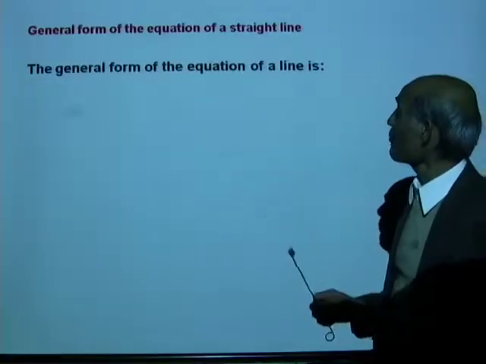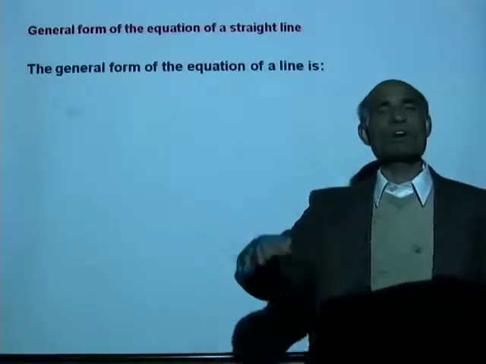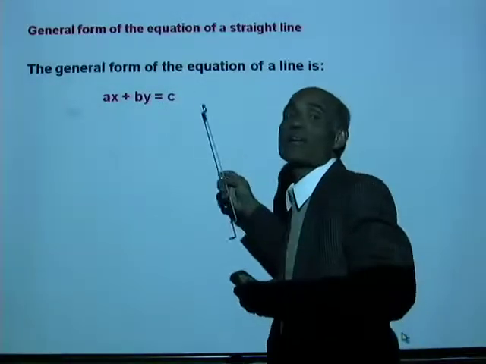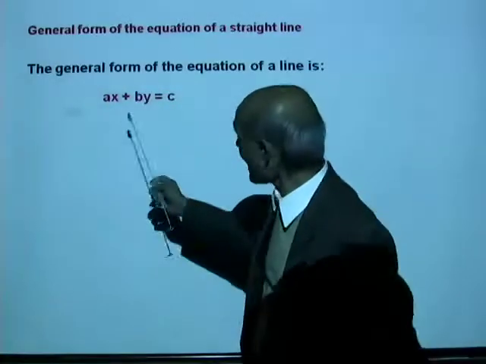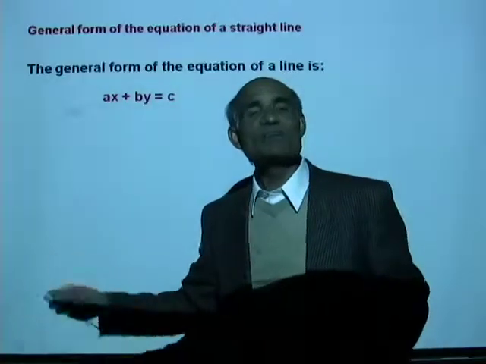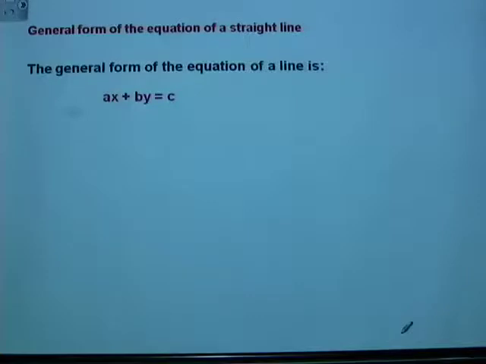So what is the general form of the equation? That is a different way of writing the equation. The general form is ax plus by equal to c. In fact, both those equations can be written in this form. Ax plus by equal to c. Now, for example, let's take the slope intercept form, something like this. Y equal to 3x plus 2.